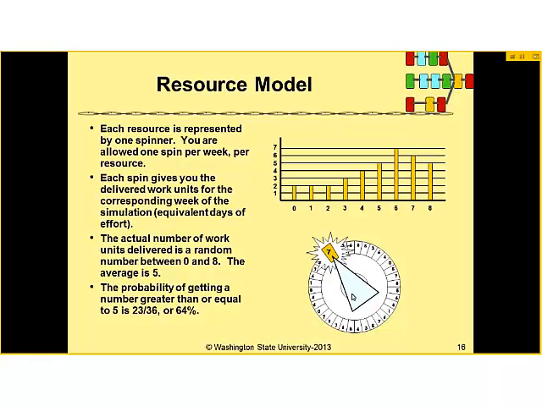Actually, the probability of getting a number greater than or equal to 5 is 64%. So the point is, we've given the resources in this little simulation every advantage. The probability of getting a number greater than or equal to 5 is more than 50%. It's 64%. So we've set you up for success here. That's the resource model.